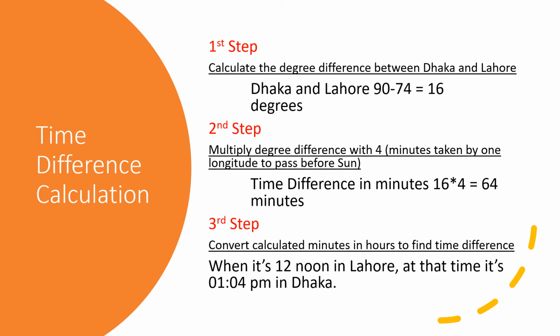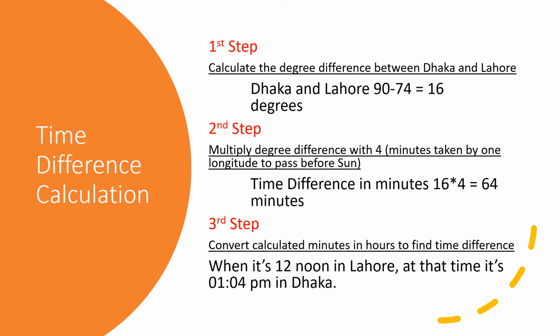Let's try to solve the example. I have divided the time difference calculation process in 3 steps. In the first step, you have to calculate the degree difference between the two cities of your concern. Dhaka is situated on 90 degrees eastern longitude, and Lahore is situated on 74 degrees eastern longitude. That makes the difference between the two cities 16 degrees.